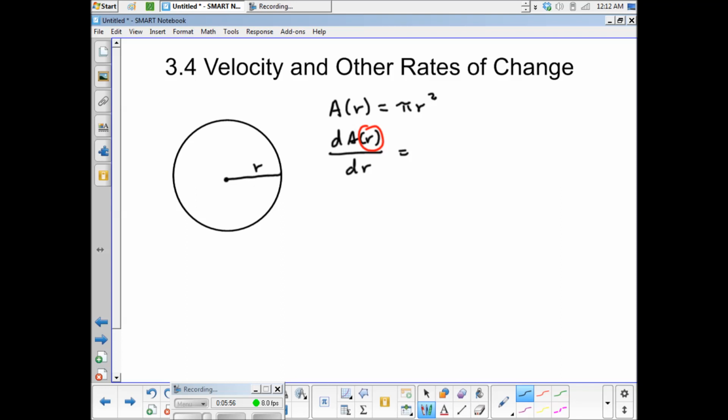Well, you'd bring the 2 down, and you'd reduce the power from 2 to 1. Now this should look familiar to you. This is simply what? Circumference. So the rate of change, the instantaneous rate of change for a circle's area is its circumference.